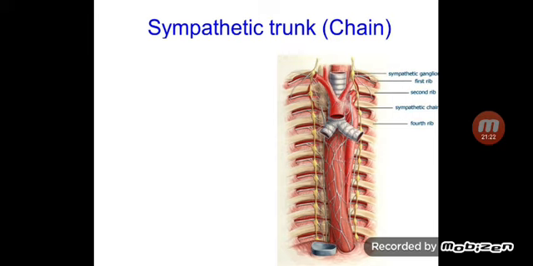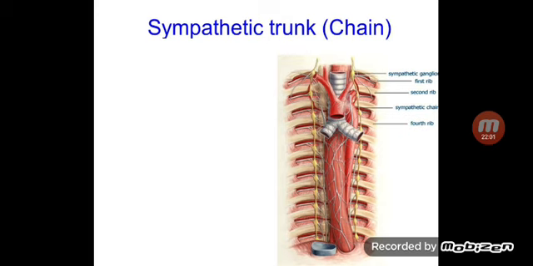The lower 8 ganglia give preganglionic fibers and supply the abdominal viscera. They do not supply the structures in the thoracic region. Yes, the lower 8 ganglia are located in the thoracic region, but they supply the abdominal viscera. So the lower 8 ganglia give preganglionic fibers to form the splanchnic nerves, and the splanchnic nerves supply the abdominal viscera.